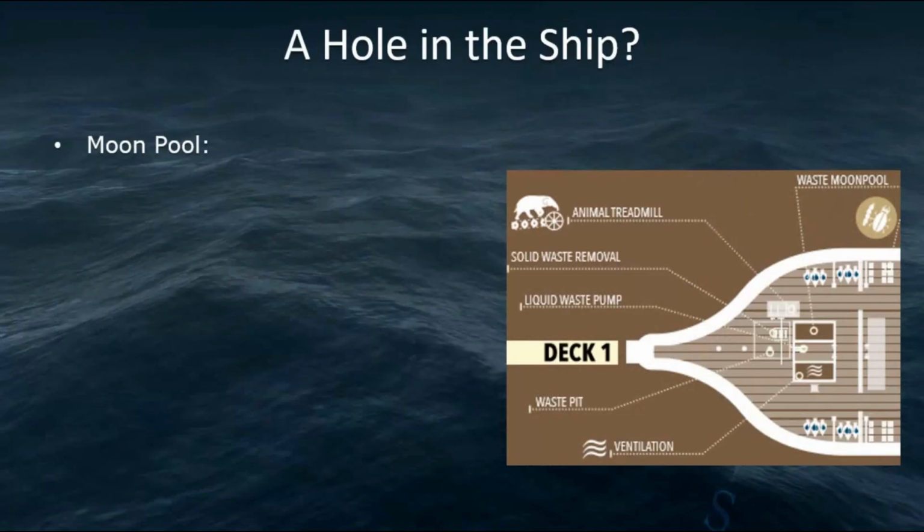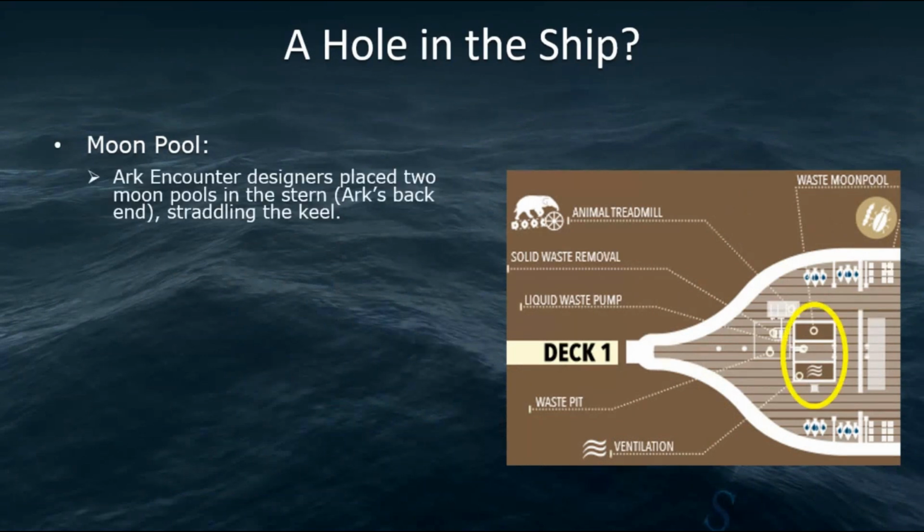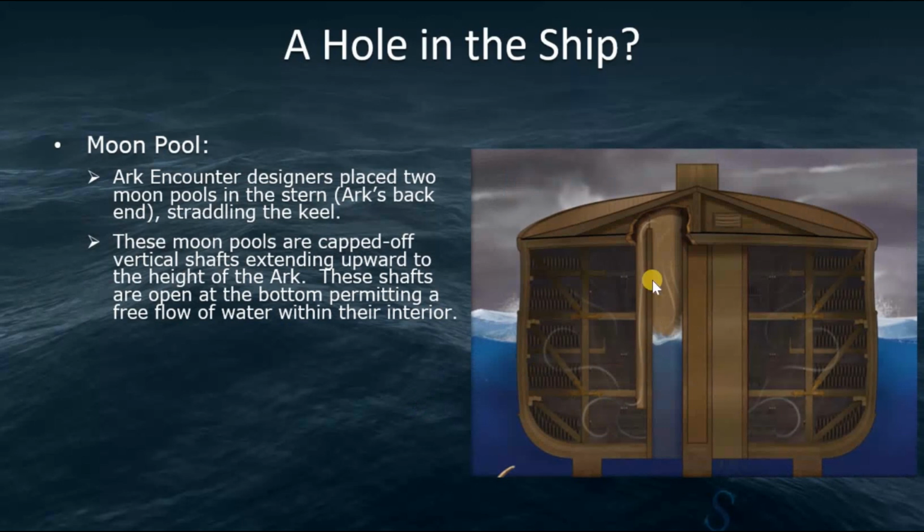There's a hole in the ship. What do I mean? There's a term called a moon pool, and the Ark Encounter designers placed 2 moon pools in the stern, or the Ark's back end, straddling the keel. And these moon pools, you can see here, are capped off with vertical shafts extending upward to the height of the Ark. These shafts are open at the bottom, permitting a free flow within their interior.